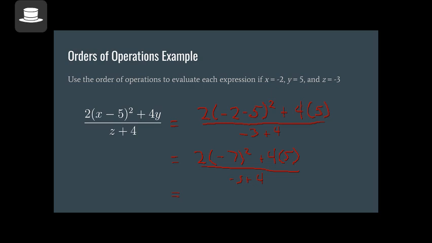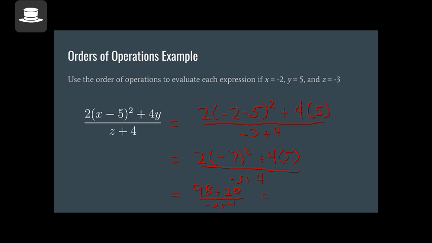Now I want to do exponents. So I'm going to go ahead and combine a step here. So I'm going to do my exponent. So negative 7 squared is 49 times 2 is 98. So again, I just did negative 7 squared times 2. All right. And then 4 times 5 is 20. Sorry, my writing's getting small. I'll come over here.